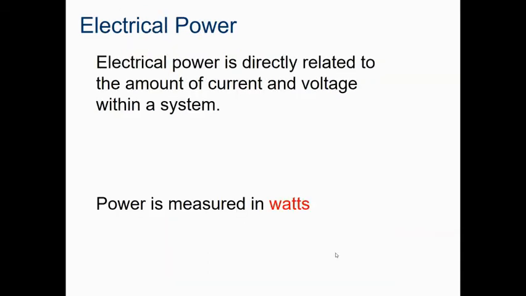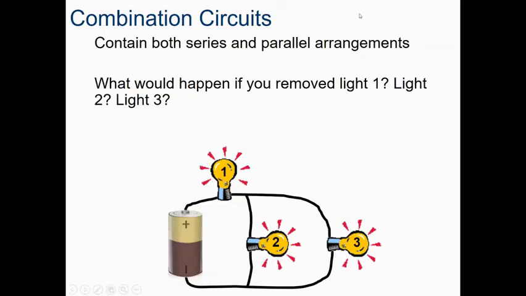So in this picture, what would happen if you removed light 1? Well, since that's in series, all of the flow would stop because it's like flipping a switch. There's no path for it to take. What would happen if we removed light 2 or 3? Well, since those are in parallel, there would still be another branch for them to flow through. So even though it would stop through that branch, we would still complete the circuit.